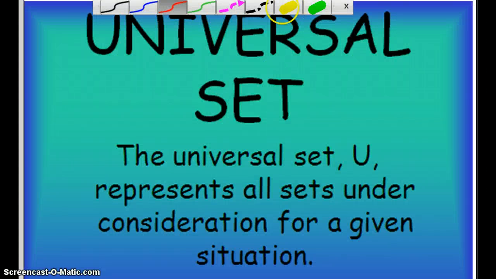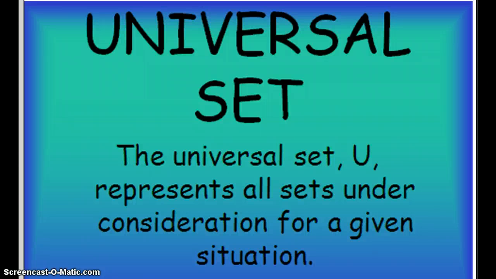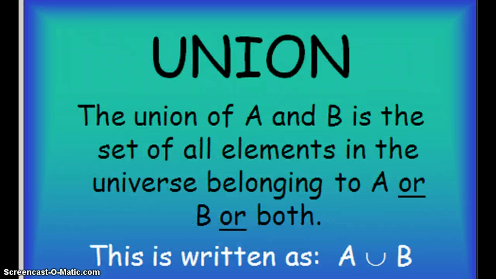Alright, next we have the universal set. The universal set, which they always denote as an uppercase U, represents all sets under consideration for a given situation. For example, when we talk about the real number system, we have all the subsets: natural numbers, whole numbers, integers, rational, irrational. The actual set of real numbers would be the universal set because that set has everything in it. So that's an example of the universal set, the real number set.